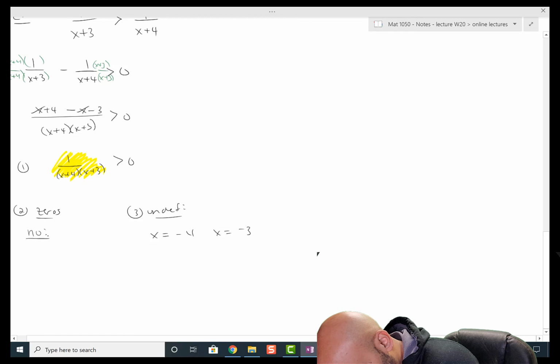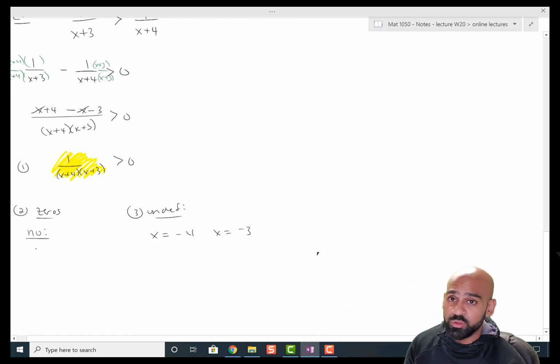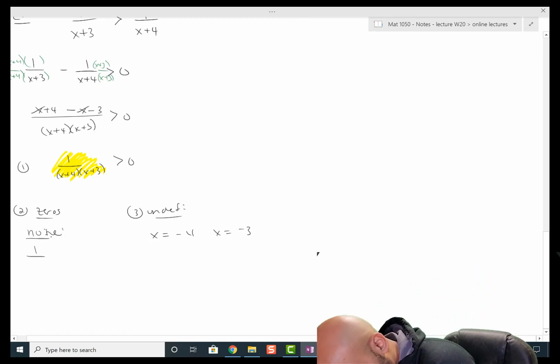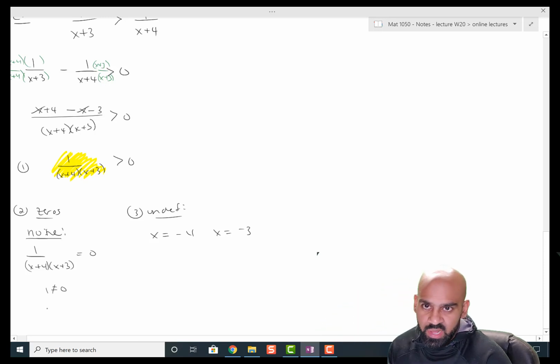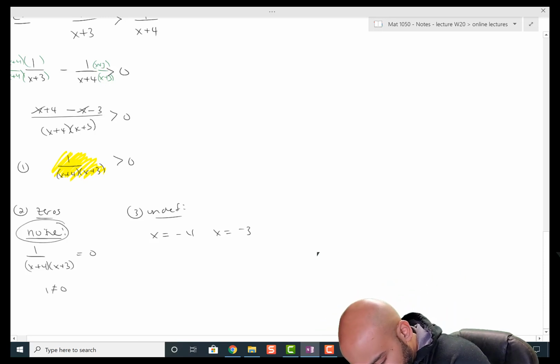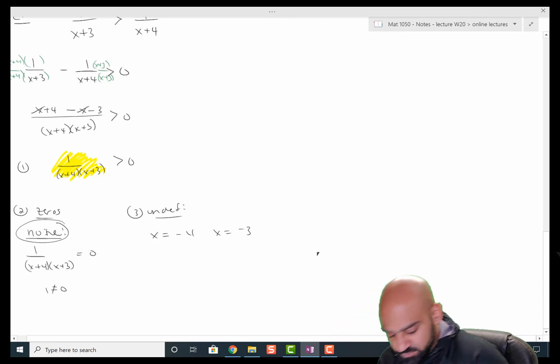There are no zeros. Why? Because when you set this thing equal to 0 and you clear it out, right? So when you actually do 1 over x plus 4 times x plus 3, you set that thing equal to 0. You clear it out, you have 1 equal to 0, and that makes no sense. Hence why it's none. Okay?